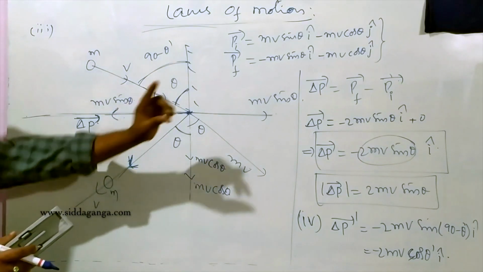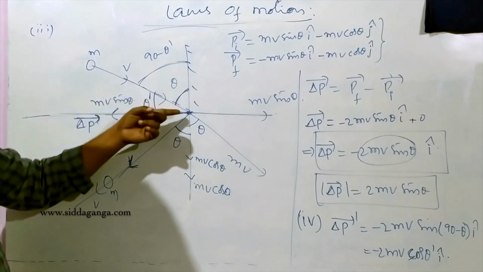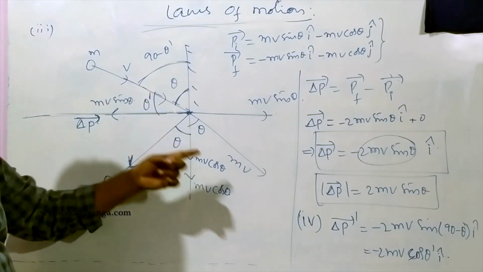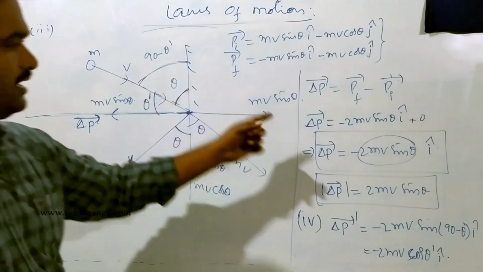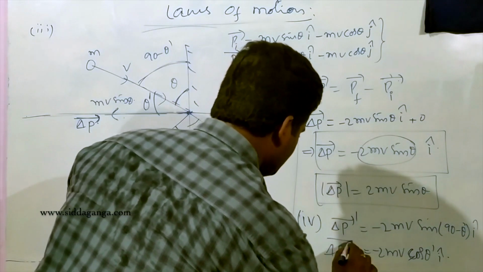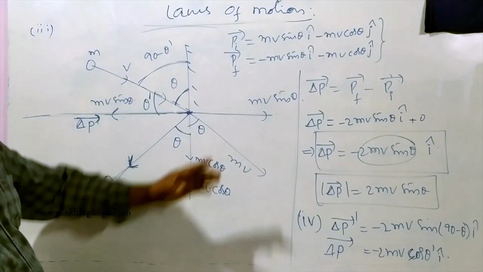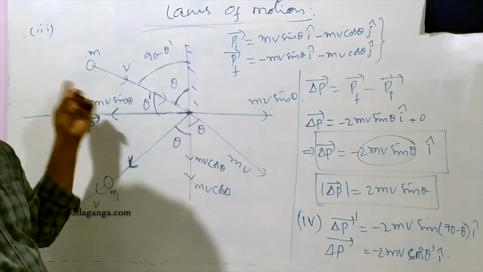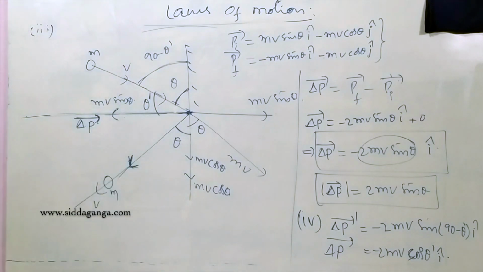So if the angle is given with the normal to the wall, you have to make use of cos. If the angle theta is given with the wall, you have to make use of sin. You have to remember these two points. This is all about the change in momentum when a ball hits a wall and how it rebounds. So just remember this point. Make a note of this point.